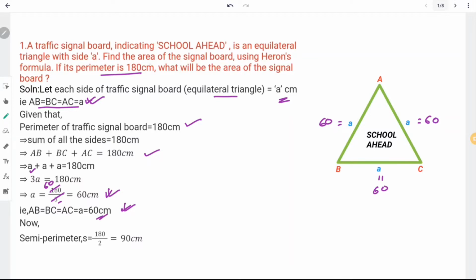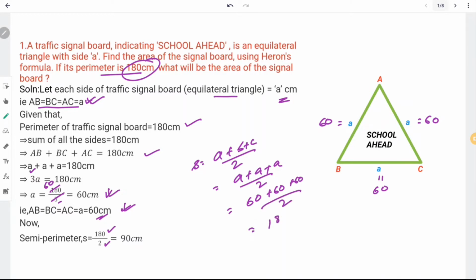Now in order to use Heron's formula, we need to know the semi-perimeter. Semi-perimeter simply means half times the perimeter. Now the question has given us the perimeter, which is 180 centimeters, and then divide by 2. Of course, you can write that (a plus b plus c) divided by 2, right? Here in this case, it will all be equal to a because it is an equilateral triangle. So all of them are equal to 60. You can do this if you want. You're going to get 180 by 2, which is going to give us 90. Or you can simply write half times the perimeter. So perimeter is 180 divided by 2. We're still going to get the same.